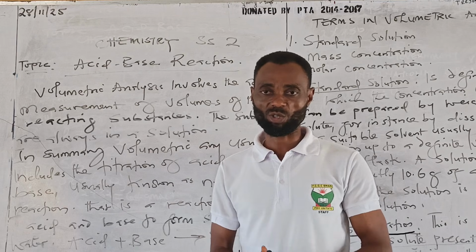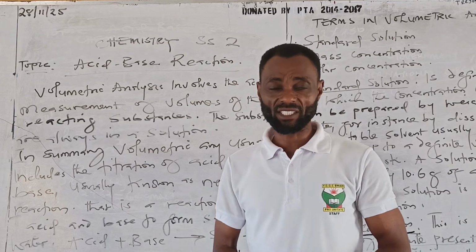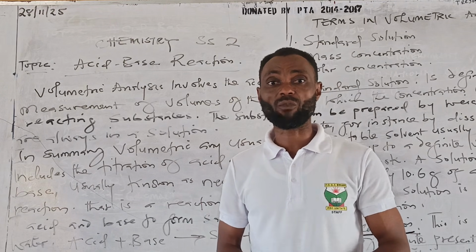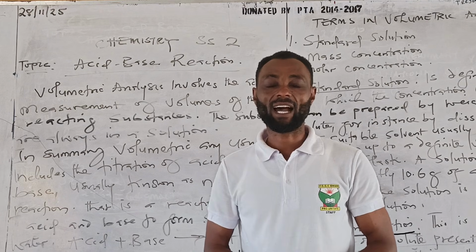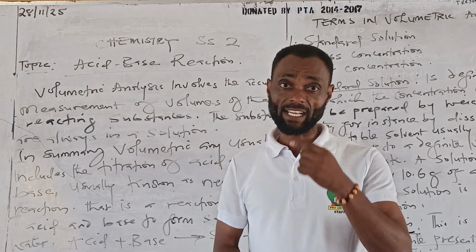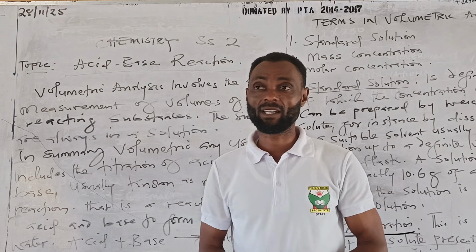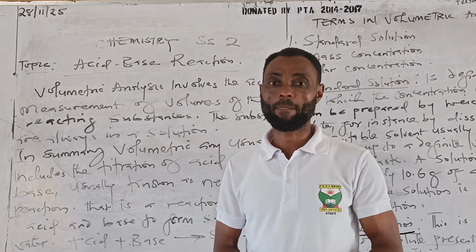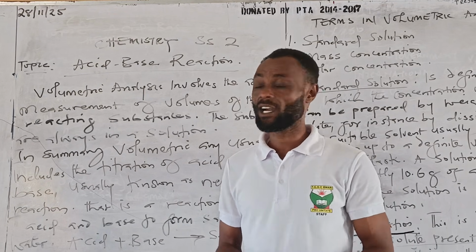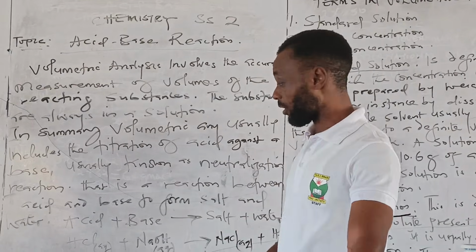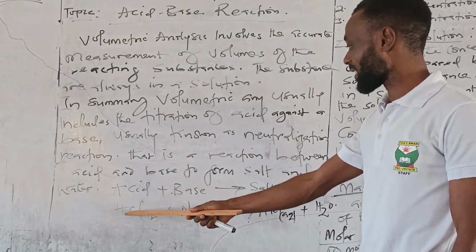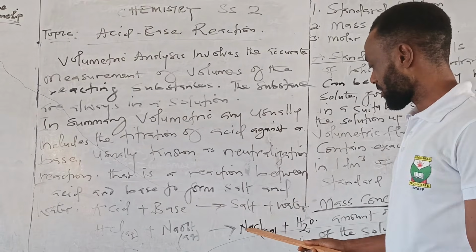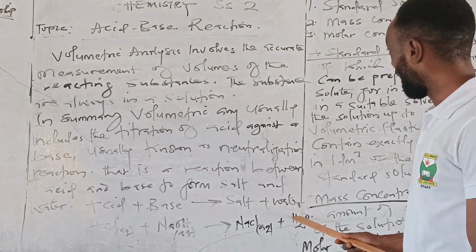To make it short, or in summary, volumetric analysis can also be defined as the titration of acid against a base. And of course, this is what we call neutralization reaction in chemistry. That is a reaction between an acid and a base to form a salt and water. As you can see on the board, we have hydrochloric acid reacting with sodium hydroxide to give us a salt, sodium chloride, and water.